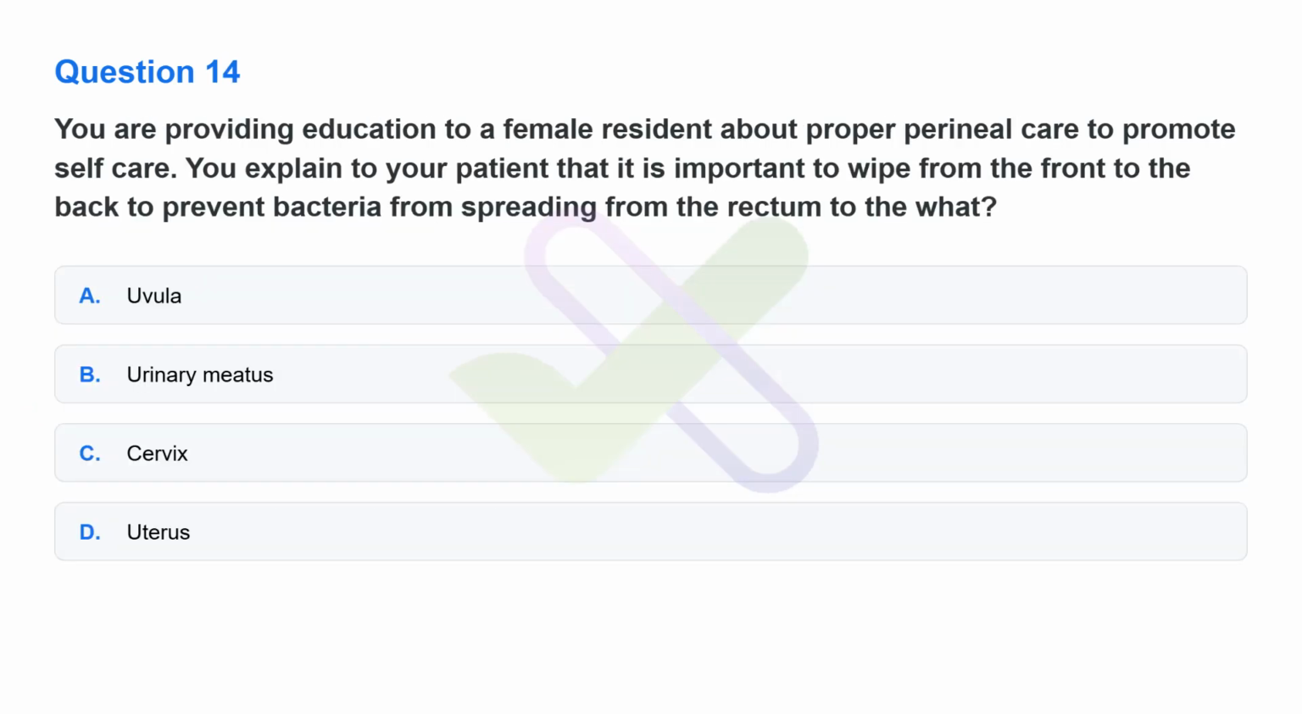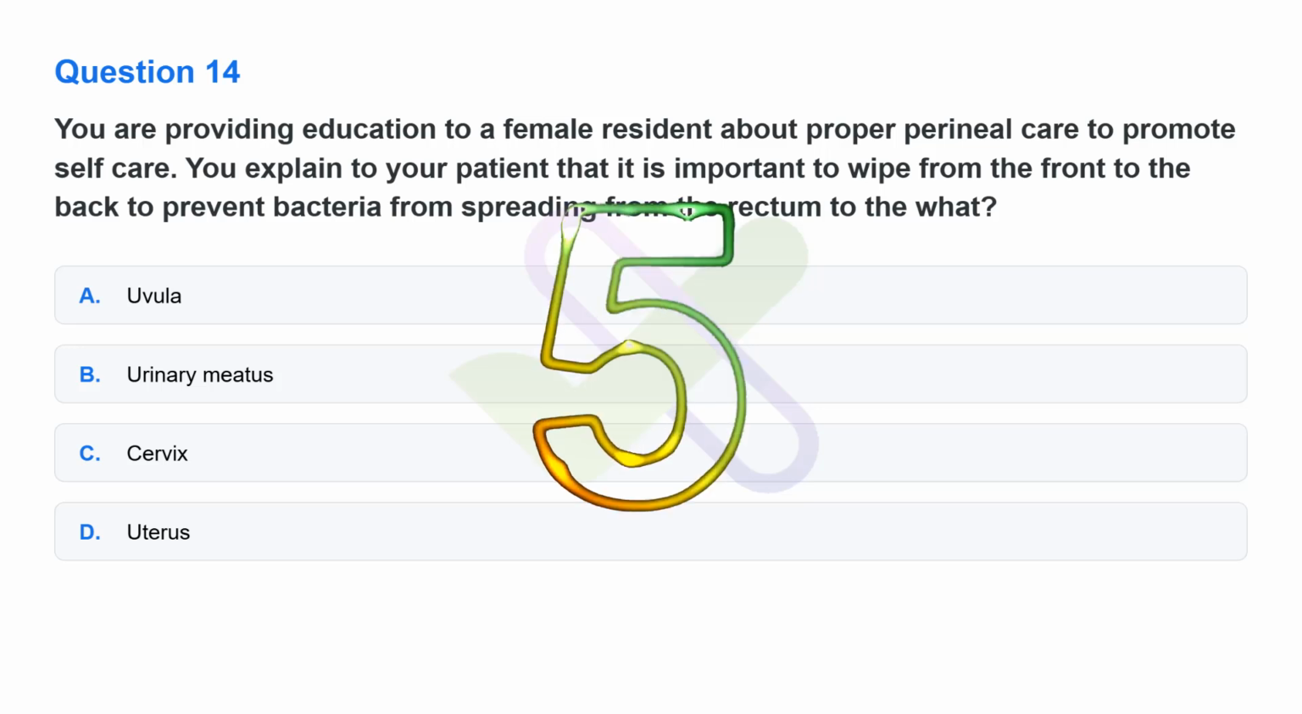You are providing education to a female resident about proper perineal care to promote self-care. You explain to your patient that it is important to wipe from the front to the back to prevent bacteria from spreading from the rectum to the what? A, Uvula. B, Urinary meatus. C, Cervix. D, Uterus.